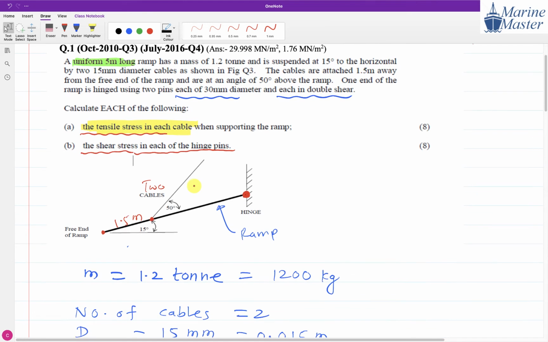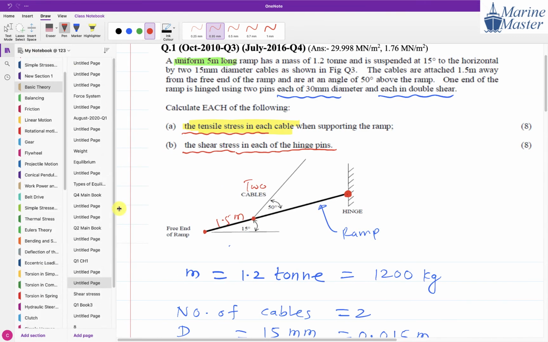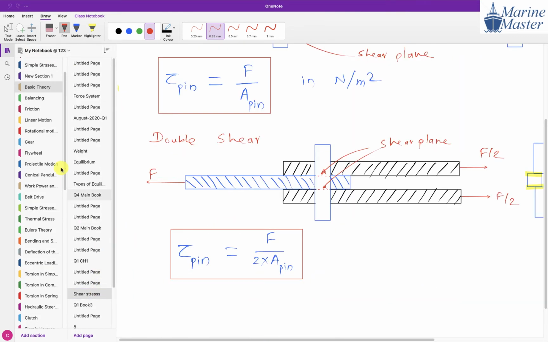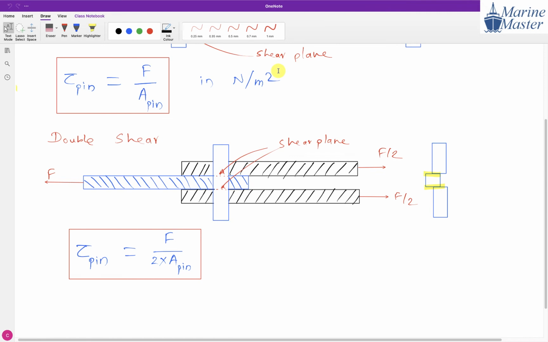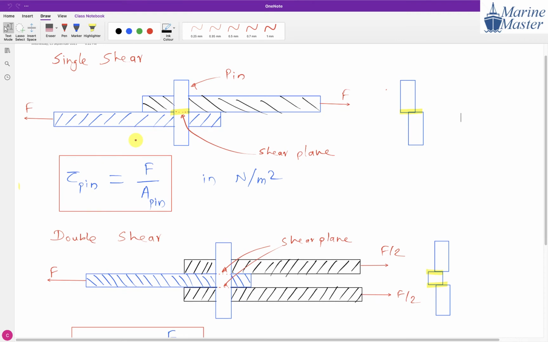Here how many pins do we have? 2 pins. And each pin is in double shear. Now what is the meaning of double shear? I am going to explain what is the meaning of double shear. Try to see the scenario. We will write down this theory also after writing these numericals.